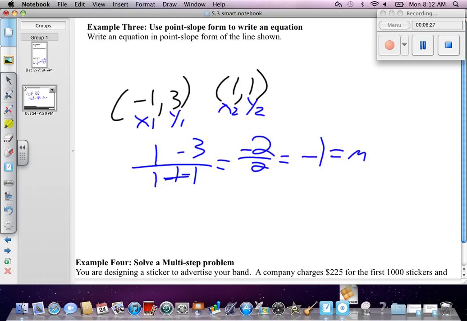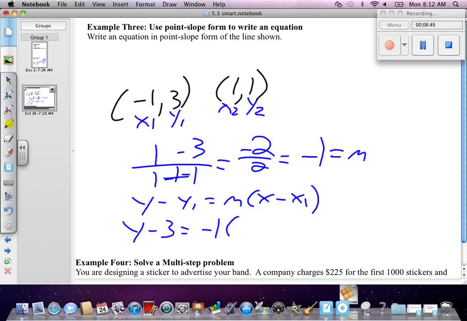Okay, and now I want to put it in point slope form. Y minus y1 equals m times x minus x1. Do I have all those things? Do I have x1 and y1? Do I have the slope? Okay, so I can just plug it in. Y minus 3 equals -1 times x minus -1. 2 negatives become a positive. There, it's in point slope form. How do we feel about that? Pretty good?